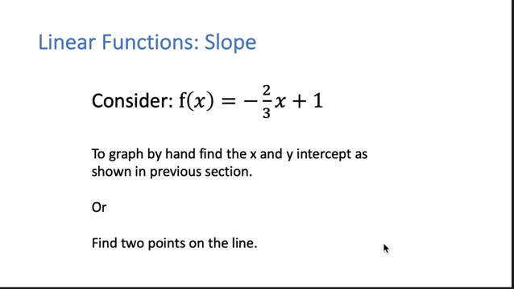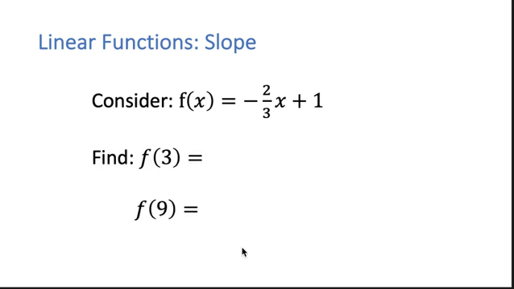So I'm going to use the second option and find the equation of this line using 2 arbitrary points. So what I want you to do is plug 3 into this function and plug 9 into the function and find those function values. Pause the video if you want. Did you get -1 and -5? Those are the 2 function values.